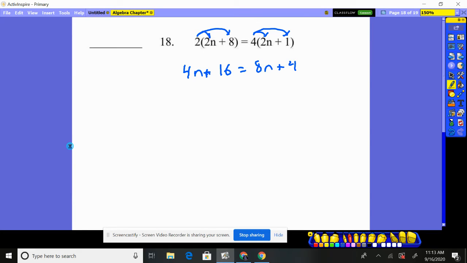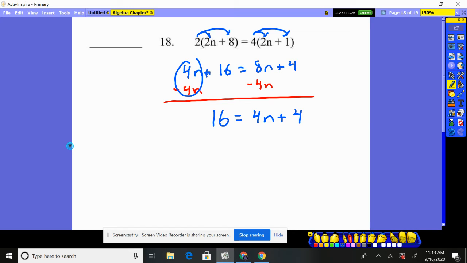Now, I look at my variables first. That's what I like to do. I see 4n, I see 8n. Well, I'm going to move the 4n. I'm going to move the smaller one over. So I'm going to subtract 4n from both sides of the equation. That goes away. I'm left with the number 16 on the left. On the right, I have 4n plus the number 4.